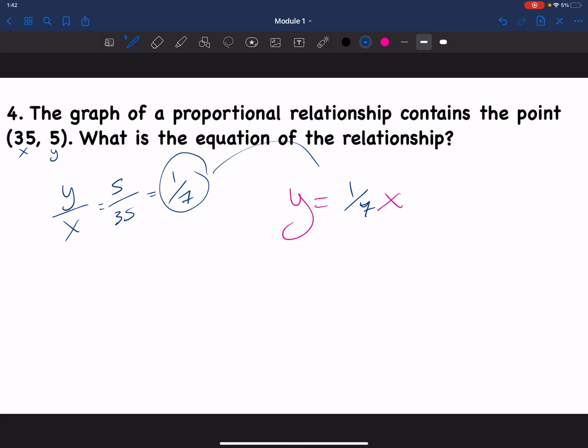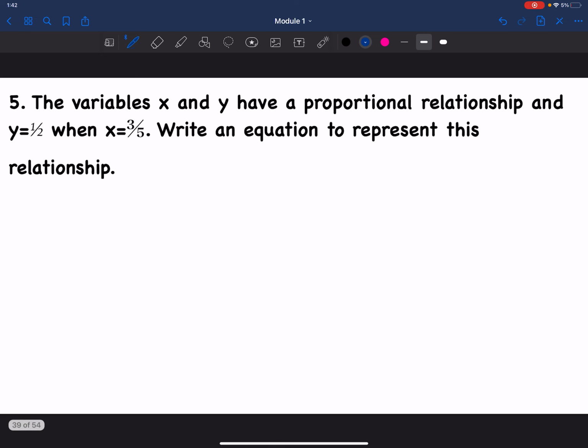Let's go ahead and look at number 5. The variables x and y have a proportional relationship, and y equals 1/2 when x equals 3/5. Write an equation to represent this relationship. So I'm going to start by doing y over x. So my y is 1/2 and my x is 3/5. So I'm going to write that as 1/2 divided by 3/5, which is 1/2 times 5 over 3.